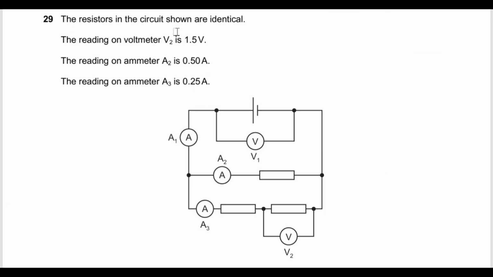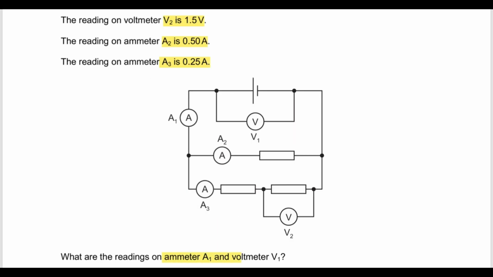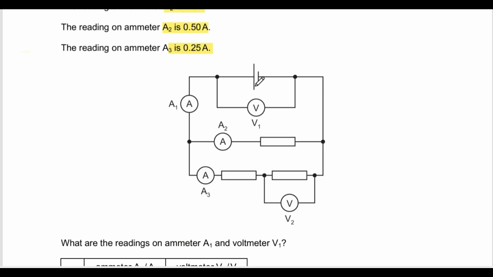Question number 29 says the resistors in the circuits shown are identical. The reading on voltmeter V2 is 1.5, ammeter A2 is 0.5 and ammeter A3 is 0.25. What are the readings on ammeter A1 and voltmeter V1? This is the positive terminal of the battery and this is negative. The current will flow from the positive terminal and it will reach the ammeter A1.